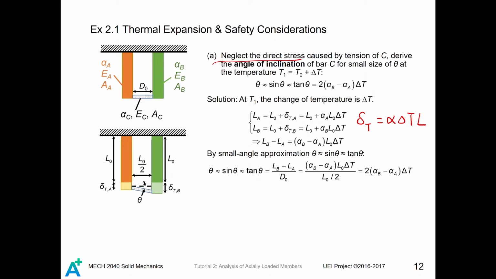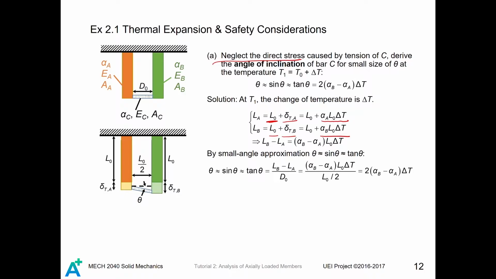L is the original length, where alpha delta T is the thermal strain. Therefore, we can write LA, the length of A after the change of temperature, equals the original length plus the thermal deformation. Similarly for LB, it is the original length plus the thermal deformation. So LA equals L0 plus alpha A L0 delta T, and LB is L0 plus alpha B L0 delta T.